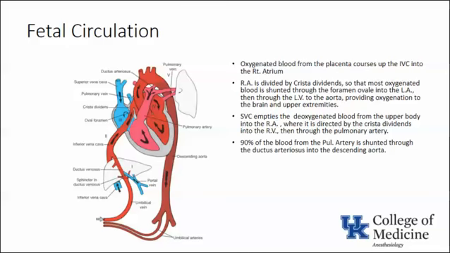Now the deoxygenated blood from the upper part of the body goes through the superior vena cava into the right atrium. Most of this deoxygenated blood is diverted into the right ventricle, the pulmonary artery. 90% of the blood that comes out of the pulmonary artery is shunted through the ductus arteriosus into the aorta. So you have a lot of mixture post ductus arteriosus into the system.